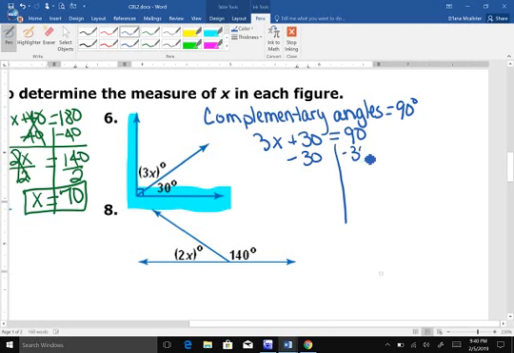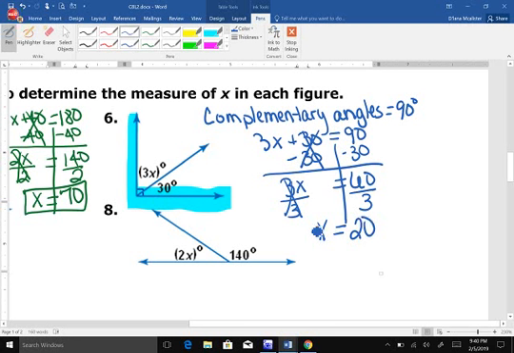Subtract 30 from each side. You have 3x equals 60. The inverse of multiplying by 3 is dividing by 3. And therefore, x equals 20. Let's see if you can solve number 7 and 8 by yourself.